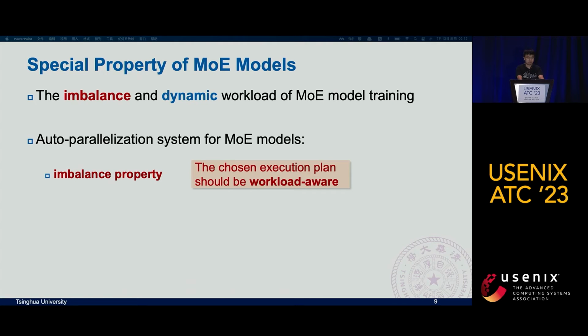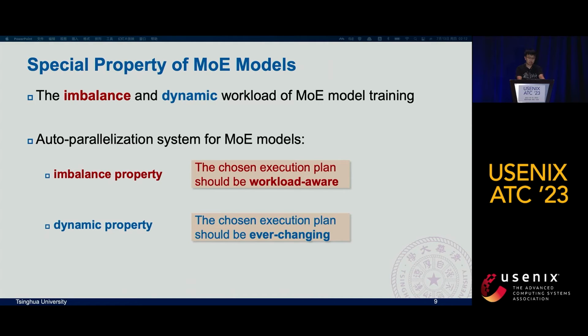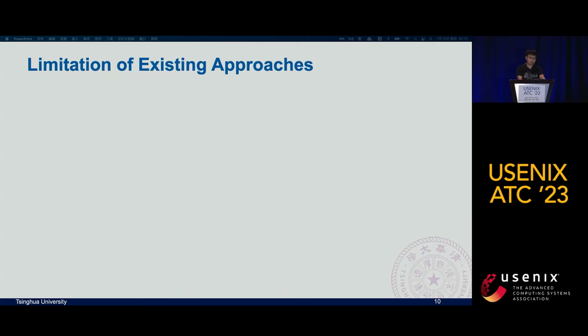First, to deal with the imbalanced property, the chosen execution plan should be workload-aware, which means it should know the workload situation of each expert. Second, to deal with the dynamic property, the chosen execution plan should be ever-changing to fit the current workload. We think that existing approaches cannot meet these requirements because there are some limitations in their workflow design.